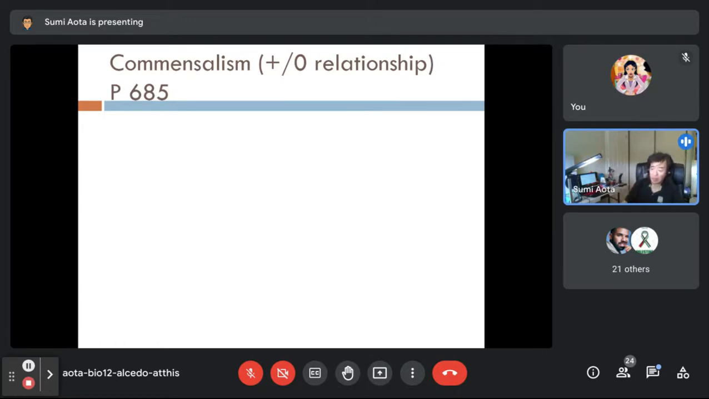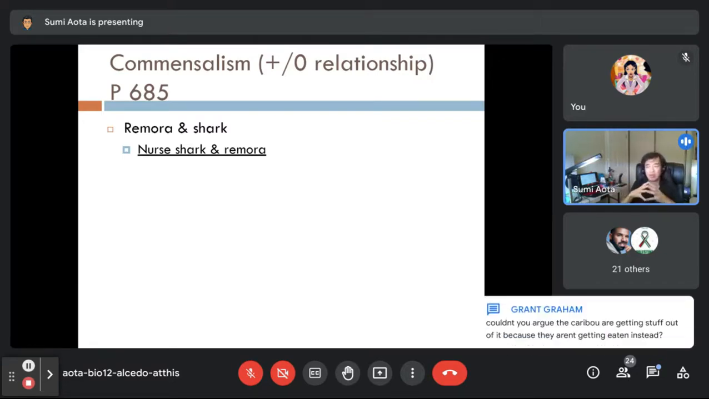Are these other ones really commensalistic? Hard to say. Remora and shark. Well, remoras are those fish with a sucker on their head. They attach to the shark, and then the shark swims along, and the remora are transported along with them. Is it really mutualistic or commensalistic?